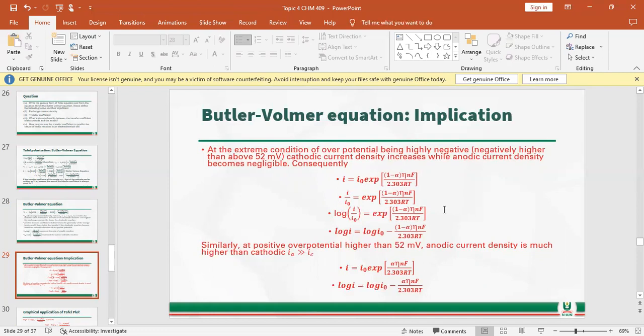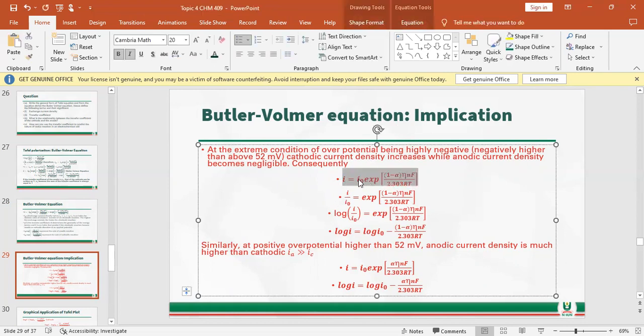The anodic current increases while the cathodic current density becomes negligible. So when it is very negatively high, the anodic contribution will be 0. And we will have this. So the reaction will basically be cathodic, and we have this. And if you take I over IO, you have that. So you can now say log I over IO is equal to exponential of this. You can say log I over IO can be represented as log I minus log IO. So if you take it to the right side, it becomes that minus this.